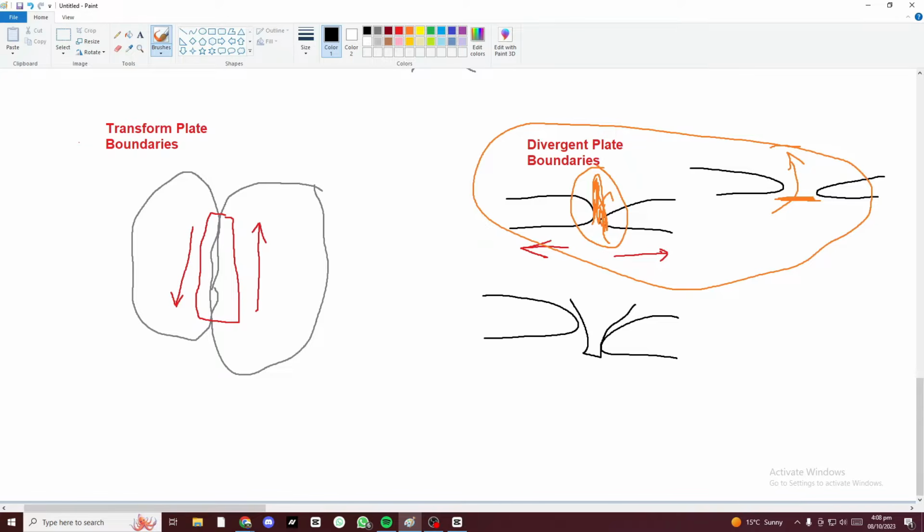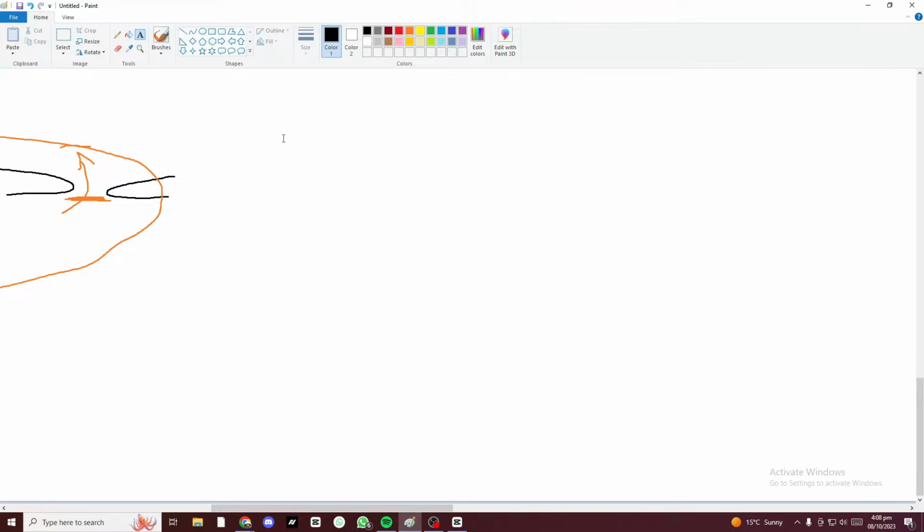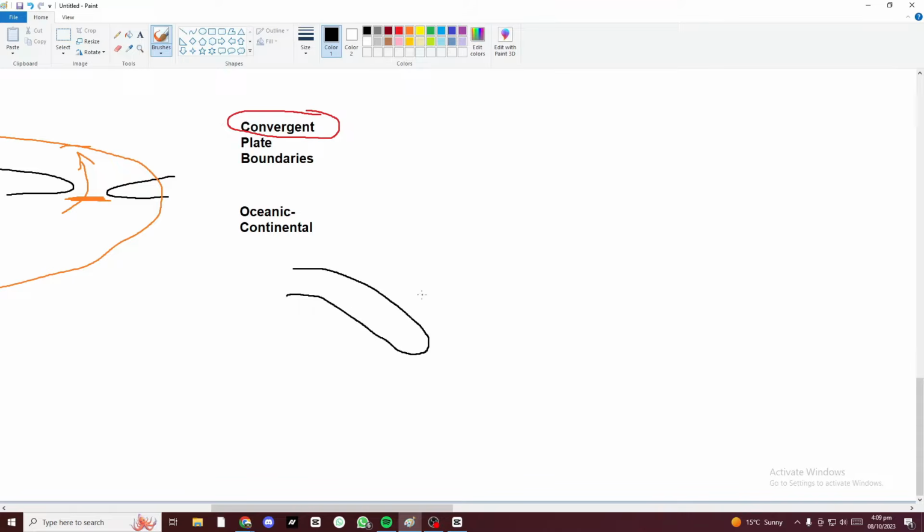Okay, now we get to convergent plate boundaries. So let's start with the oceanic continental boundaries. Remember convergent means they're coming together. So these are boundaries where tectonic plates come together. So here we have the subduction zone, oceanic underneath continental.